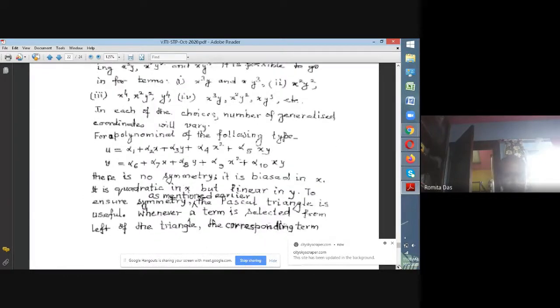All right. Look at this polynomial. What is this? Can participants just think for a while and tell me what is the difficulty of this polynomial?